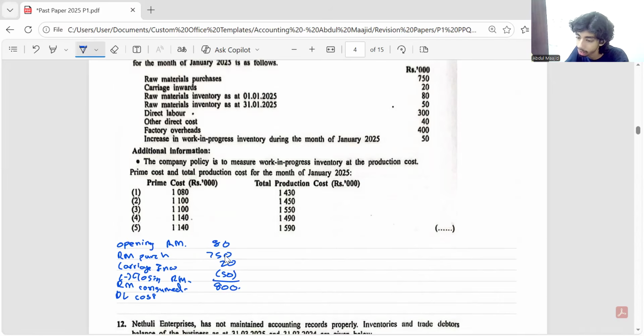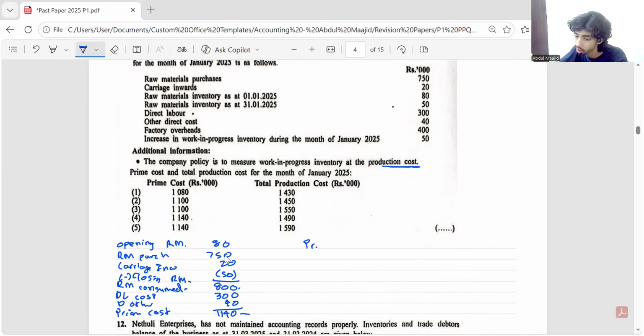And for that you can add your direct labor cost, given as 300, and direct other cost, given as 40. Then you can get your prime cost. Here they are saying the company policy is to measure the work in progress in production cost, not prime cost. If they say prime cost, you have to adjust the work in progress under prime cost. Here 800 plus 300 plus 40, 1,140 is your prime cost.